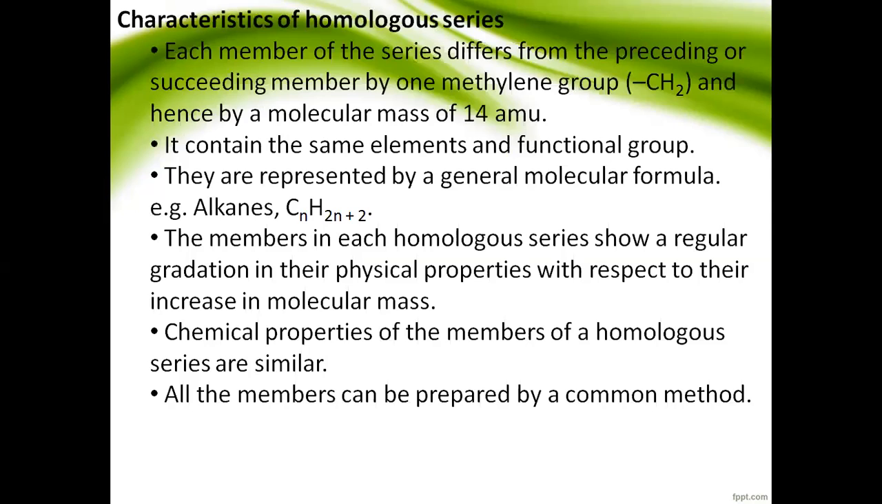Next one is that the chemical properties of the members of a homologous series are similar. Next one is that all the members can be prepared by a common method. These all are more or less similar points; only a small difference is there, and all of them give the same meaning. Okay, so these six are the characteristics of the homologous series.